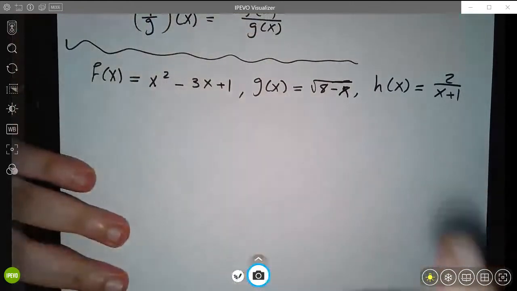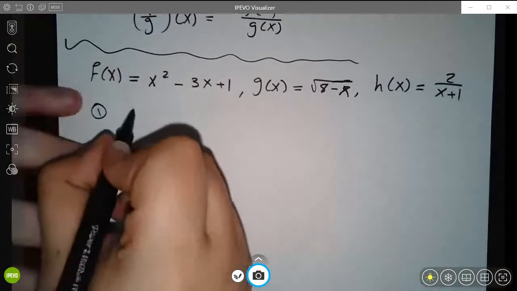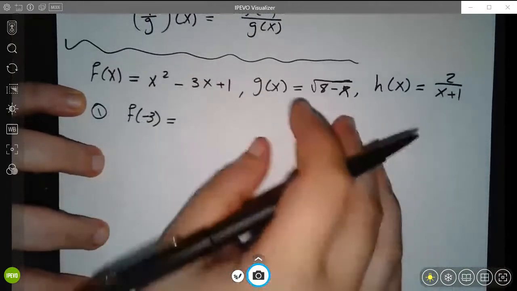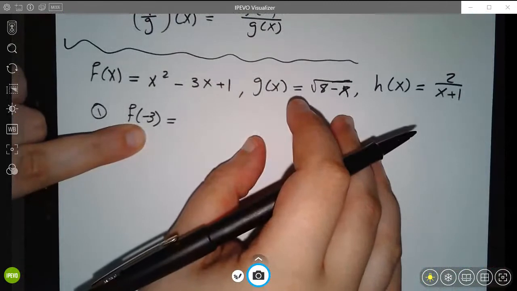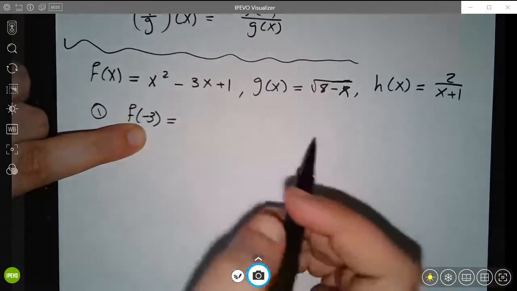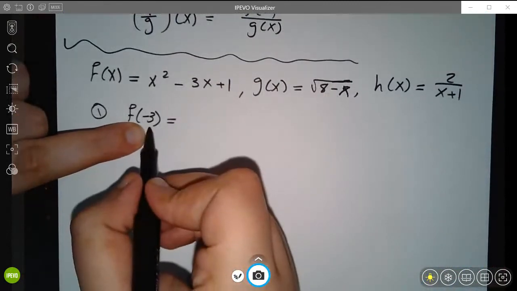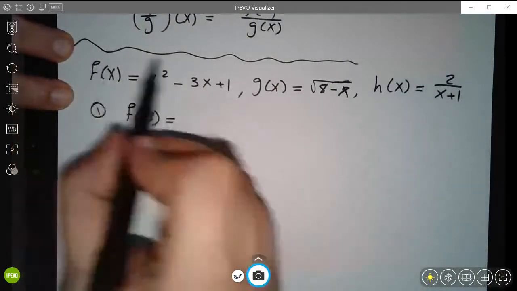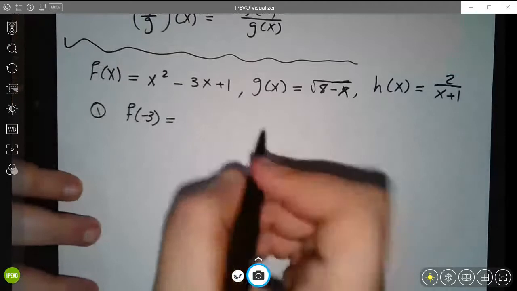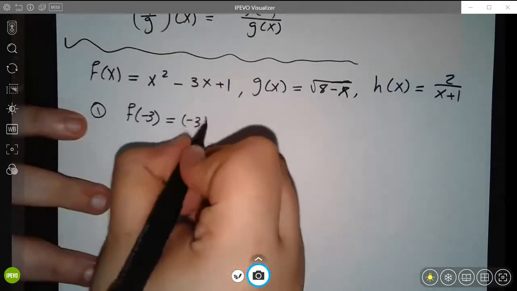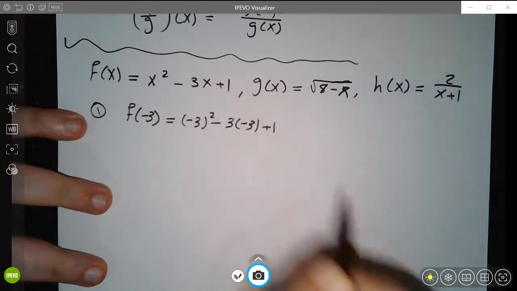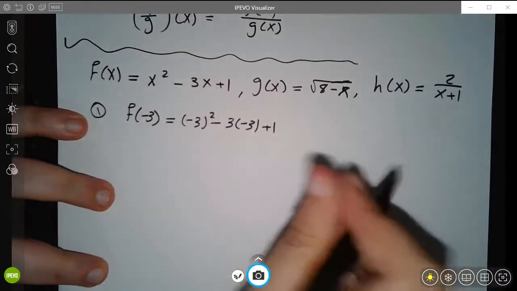Now, number one's pretty easy. All I'm asking you to do is find f of -3. So what am I going to do? I'm basically telling you that x is -3, yes? So I'm going to plug this value in. And since the function I gave you is f, that means you are going to use this one. So that means this is -3 squared minus 3 times -3 plus 1, right?